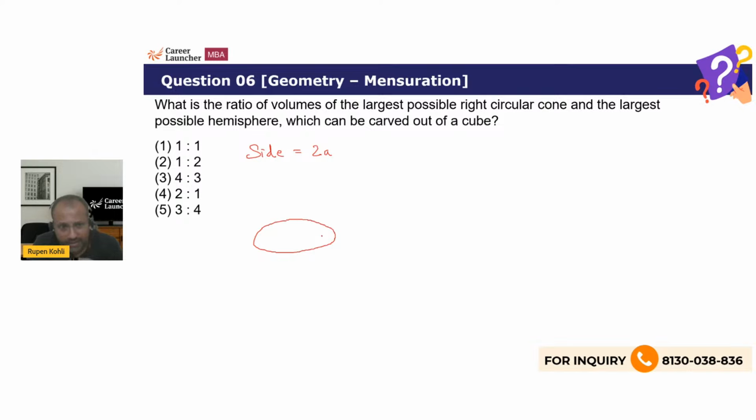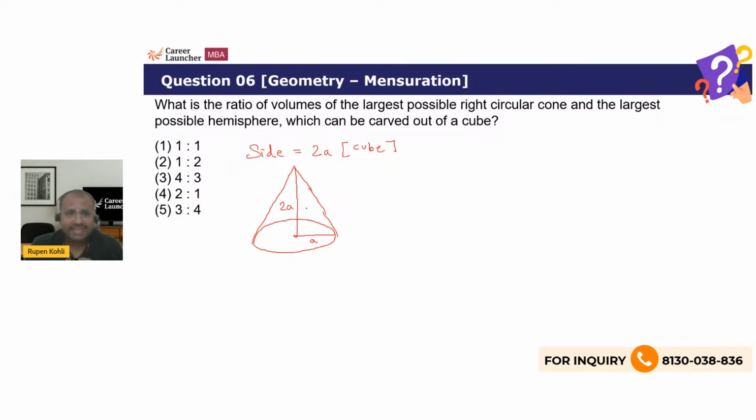So the diameter is the side. If I take the side as a, the radius will become a by 2. I don't want to take fractions, so I'm taking the side length of the cube as 2a, so that the radius that I can take for the cone, the largest one, is a, right? And as far as the height is concerned, obviously the side will equal the height of the cone. It can go as high as the edge length of the cube itself, which is the whole of 2a.